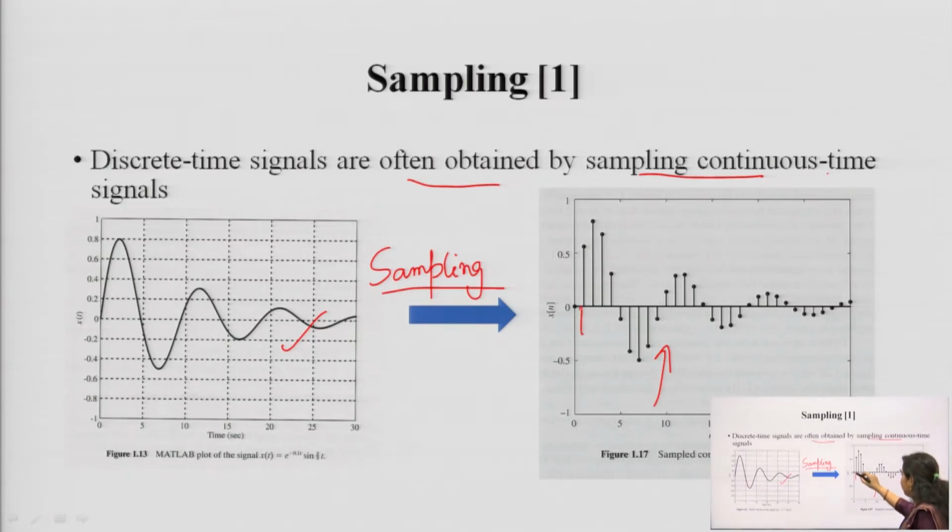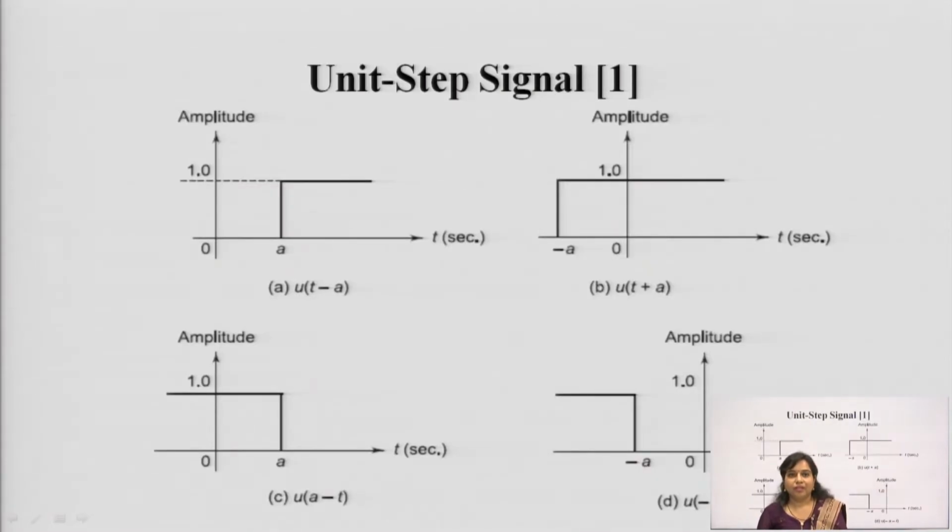So, this will be sampled at discrete points of time and the signal will be discrete in nature. So, this is how the information will be transmitted, this is how the sampling will be done. Now, from here I am going to discuss different signals. First one is the unit step signal.